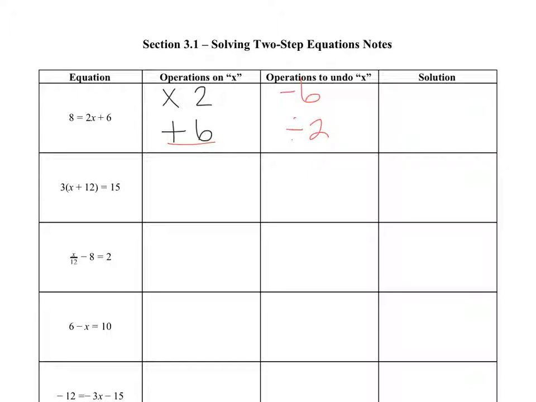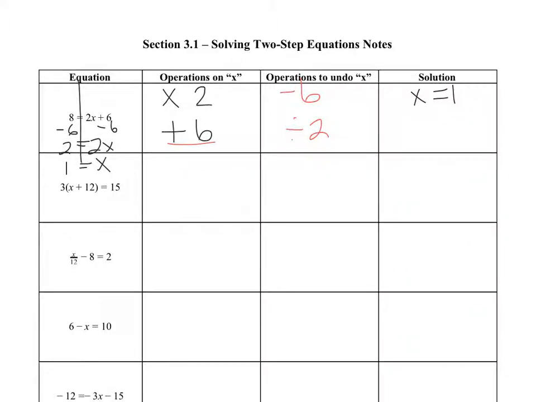So when I solve it, the first thing I'm going to do is from each side, subtract 6 to get 2 equals 2x, and then I'm going to divide both sides by 2 to get x equals 1. So that's my solution.